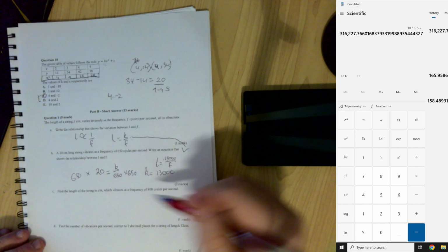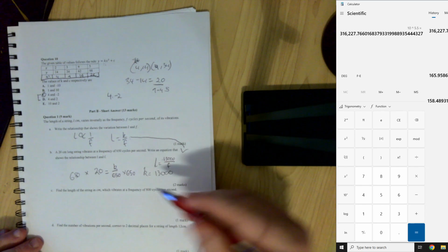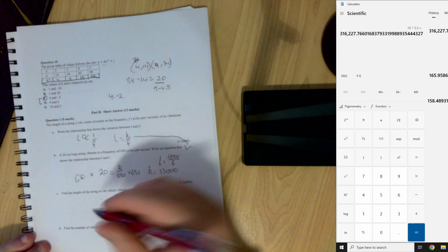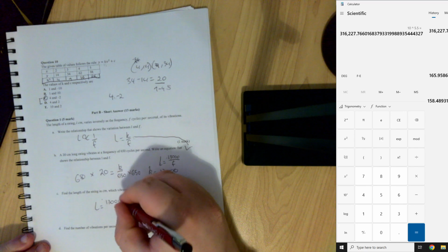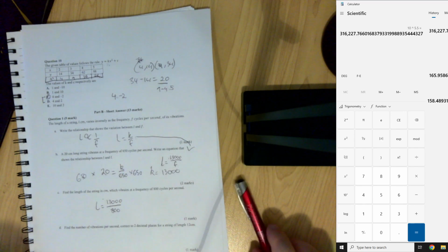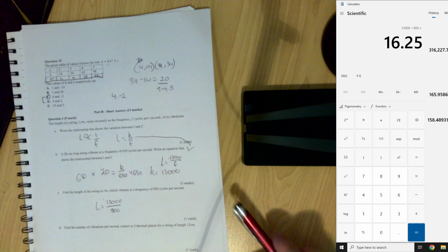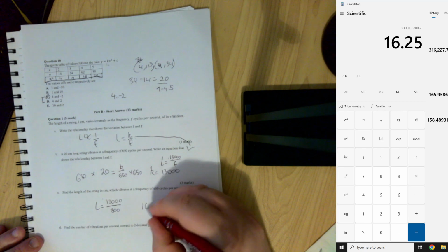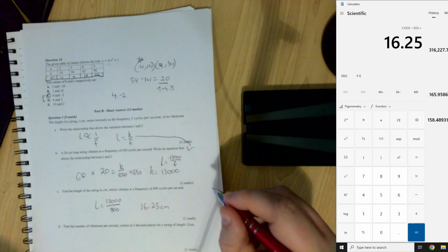Find the length of the string that vibrates at 800 cycles per second. Okay. Well, that would be L would equal 13,000 divided by 800 cycles per second. 16.25 centimeters.